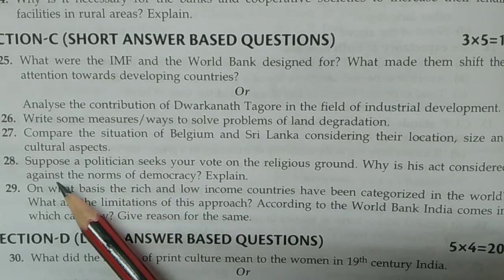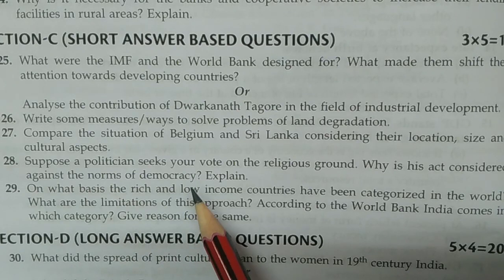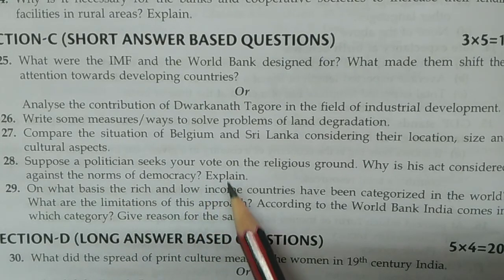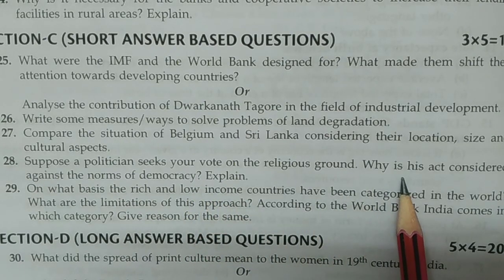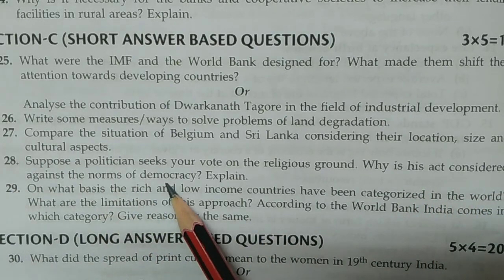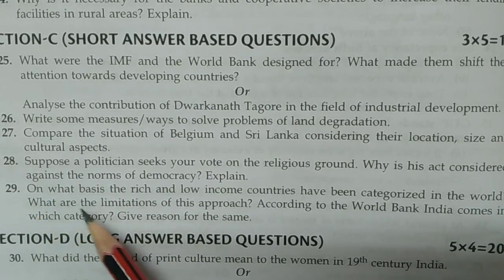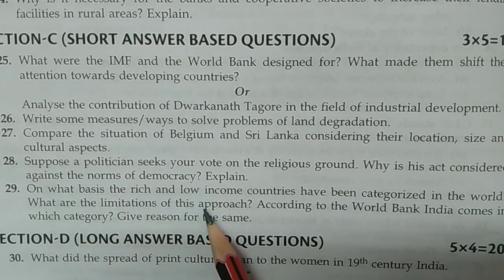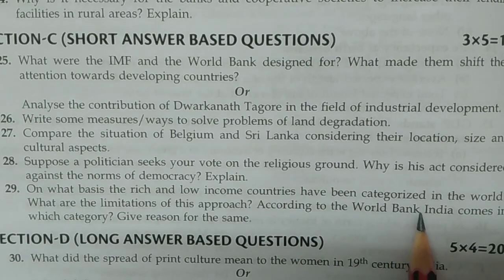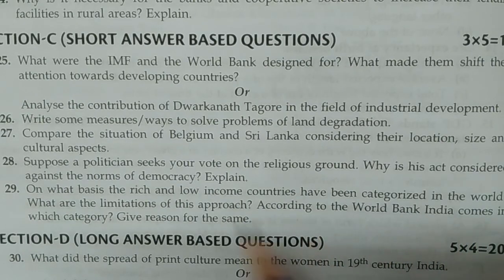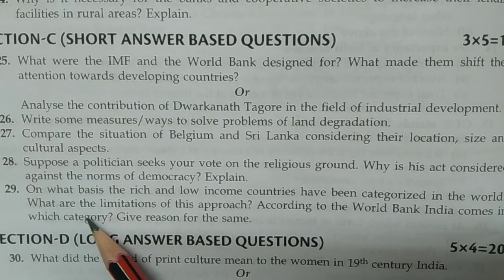Question number 28. Suppose a politician seeks your vote on religious grounds. Why is his act considered against the norms of democracy? Explain. Now question number 29. On what basis have the rich and low income countries been categorized in the world? What are the limitations of this approach? According to the World Bank, India comes in which category? Give the reason for the same.